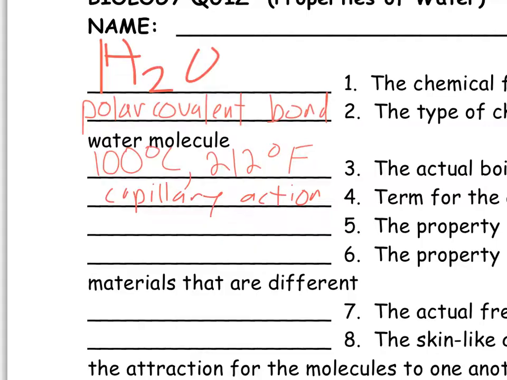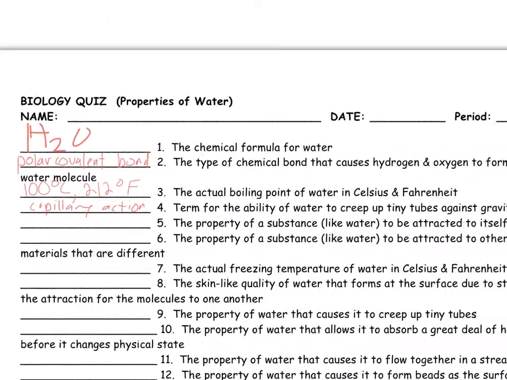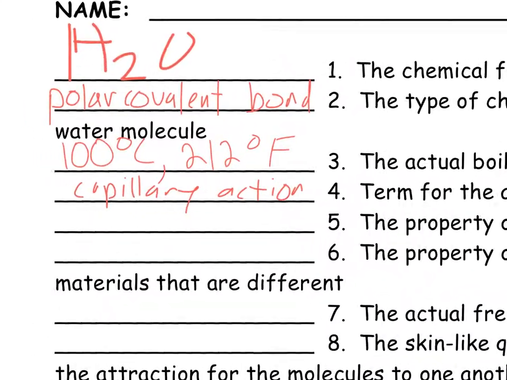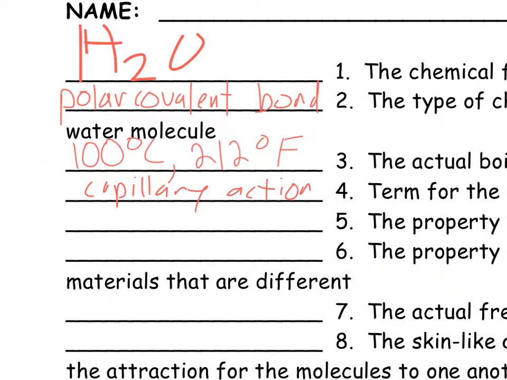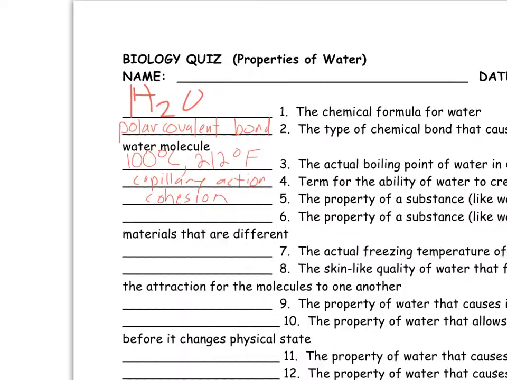All right, number 5, the property of a substance like water to be attracted to itself. When something's attracted to itself, it's called what? Cohesion. I thought that was just in water, though. No. A good analogy for cohesion using football is you want your offensive line to be a cohesive unit, meaning they stick together, they work together, they know what's going on. A lot of times people will say you're all on the same page.